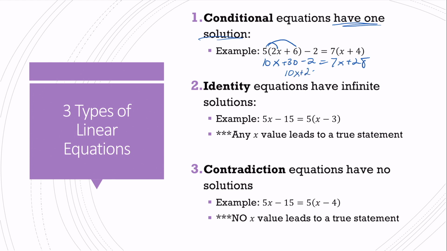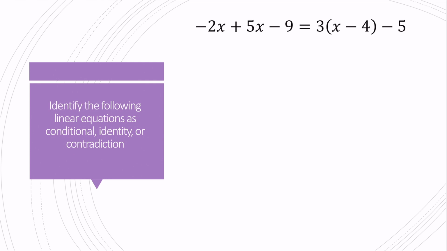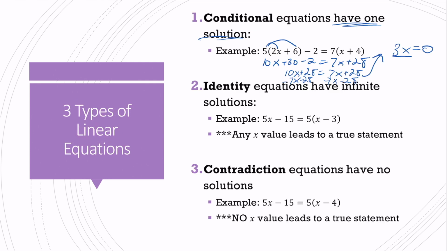10x plus 28 equals 7x plus 28. I'm going to subtract 28 from both sides. I'm going to subtract 7x from both sides. I get 3x equals 0, and you might be like, oh no, 0, that's a problem. Well, 0 is a number. It can equal 0. So if I divide both sides by 3, I would find that x equals 0. So x equals 0, that's still one solution. That's conditional. We can have x being 0 because it's a real number.